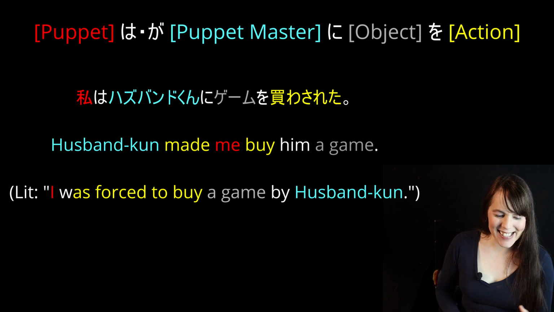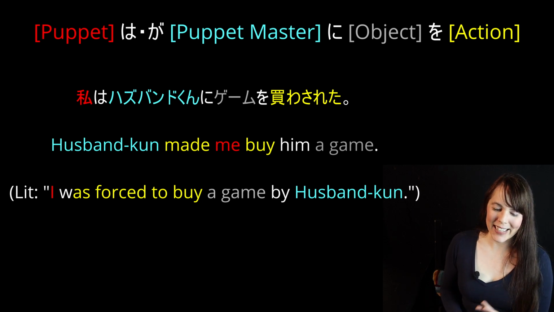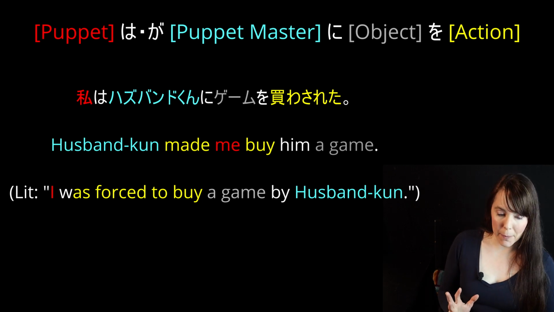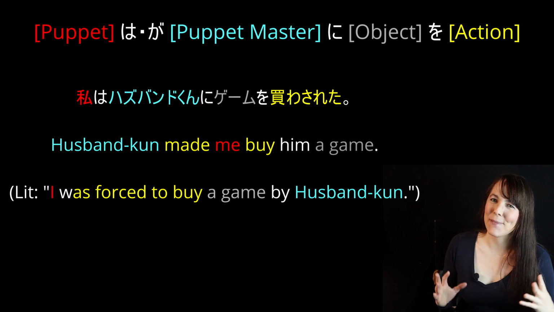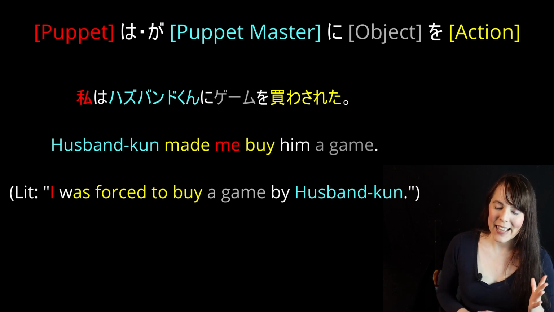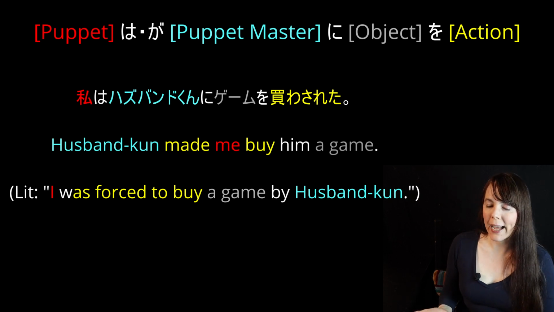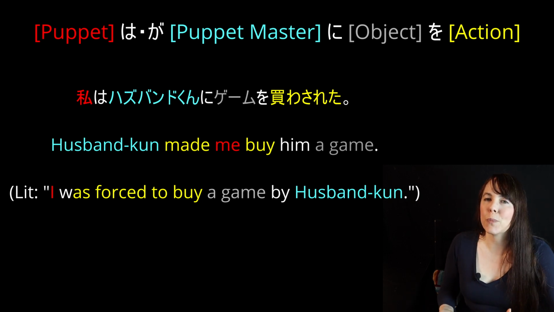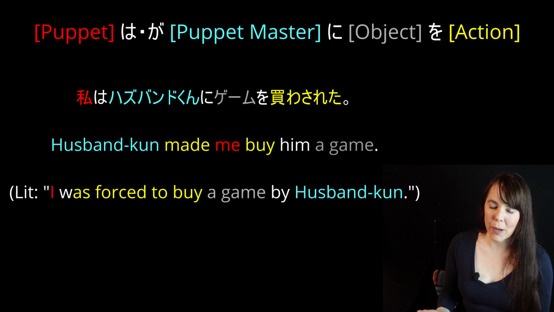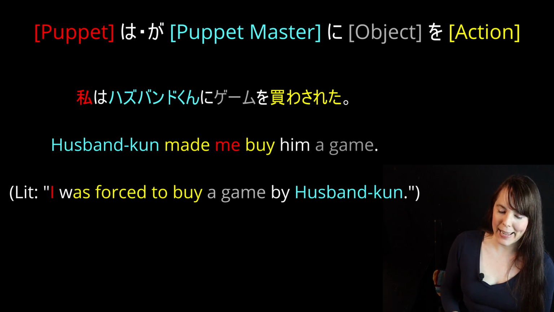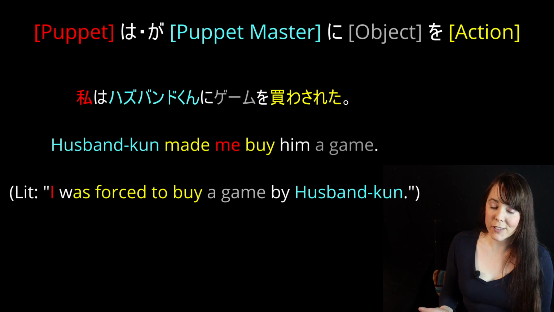Here's another lovely sentence. 私はハズバンドくんにゲームを買わされた. So 私は, I am the puppet. ハズバンドくん is my puppet master. ハズバンドくんにゲームを, so game is our object. 買わされた, so 買う is to buy. 買わされる is to be forced to buy by a puppet master, and that's ta, so it's past tense. So literally it is, I was forced to buy a game by Husband-kun. Or in less stilted English, Husband-kun made me buy him a game.